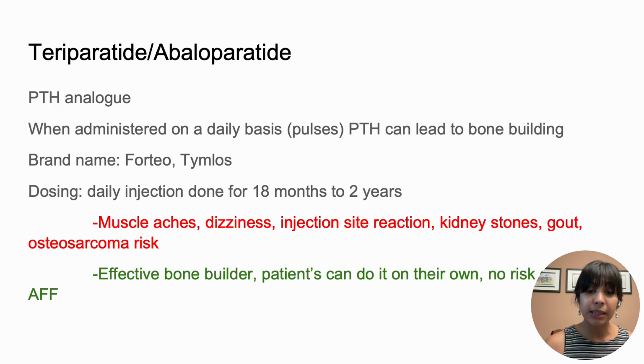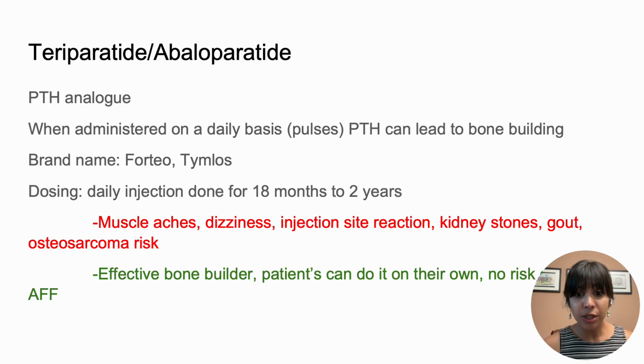Main side effects can be muscle aches, dizziness, injection site reaction, and it can increase your risk of kidney stones and gout, especially in patients who are predisposed. In rat studies, there's a higher risk of osteosarcoma that hasn't been directly replicated in humans, but we don't recommend it in people who've had osteosarcoma or radiation treatment to the bone.